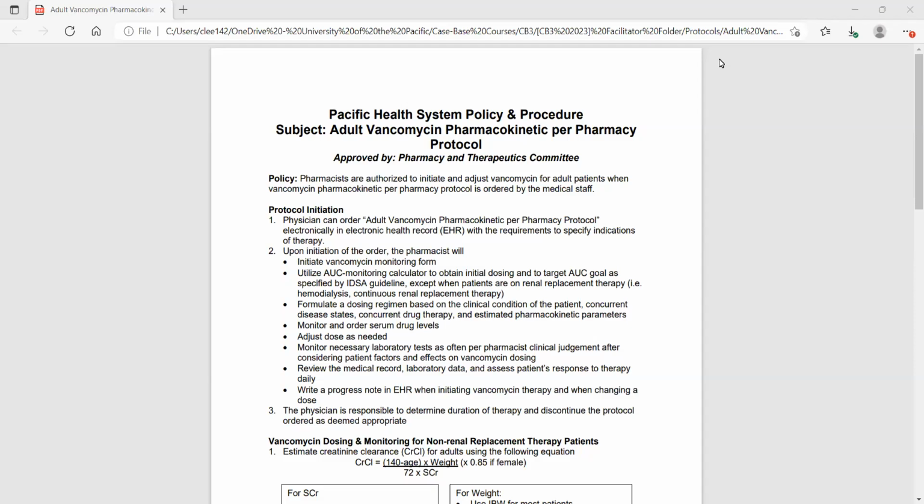Hi everyone, this is the overview for adult vancomycin pharmacokinetics per pharmacy protocol. This would be very commonly seen in every hospital that you might be going to. Literally, pharmacists are running the pharmacokinetics protocol just because we are experts in it and we are able to dose it very well in patients.